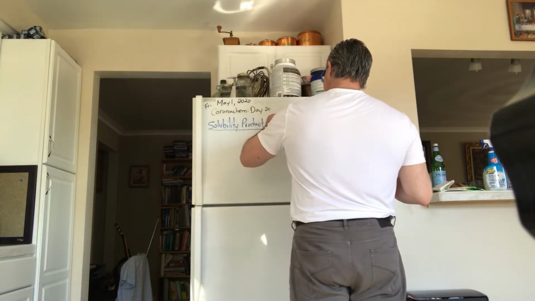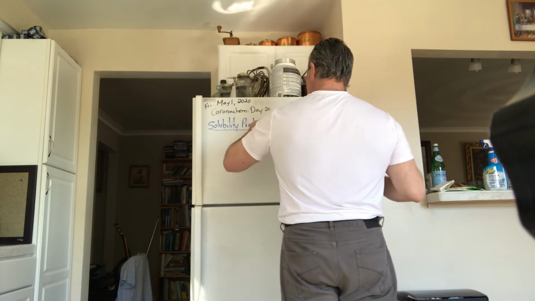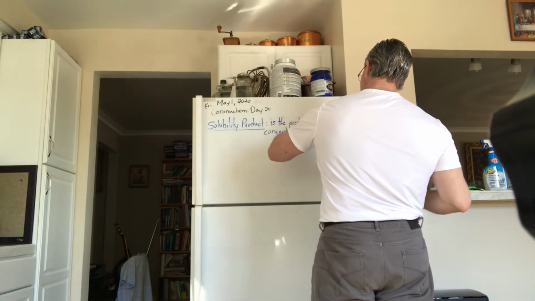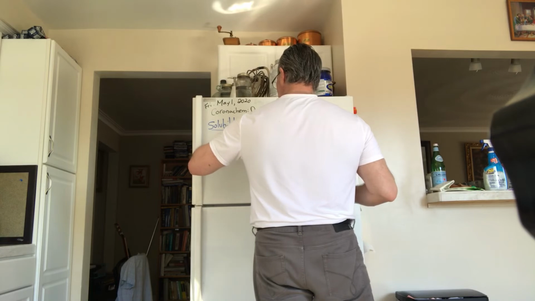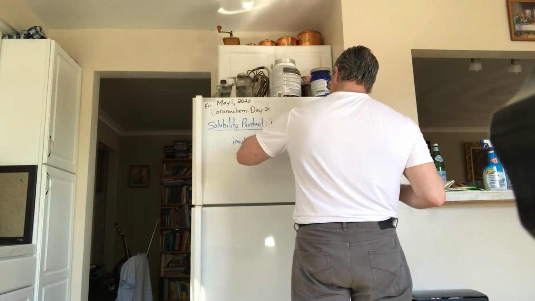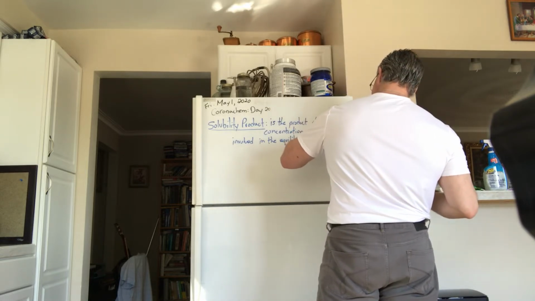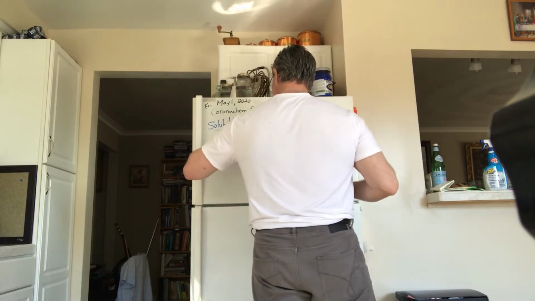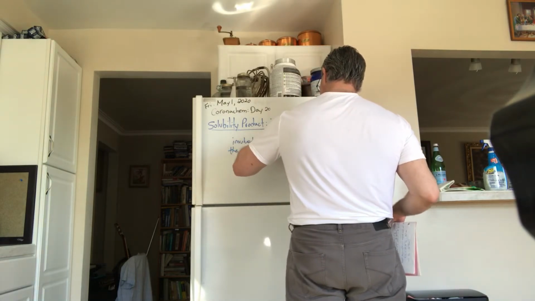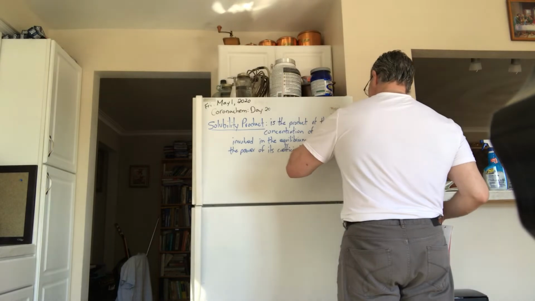Solubility product is the product of the concentration of the ions involved in the equilibrium, each raised to the power of its coefficient in the equilibrium equation. So I'll show you what that means.